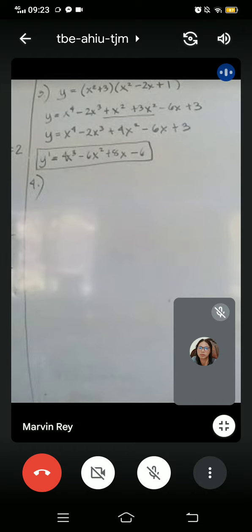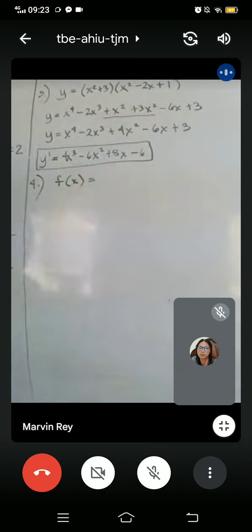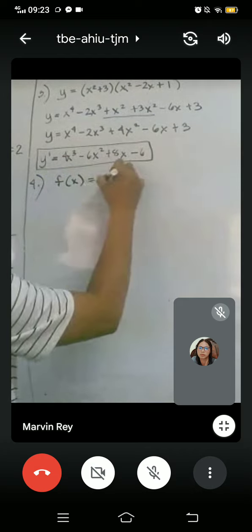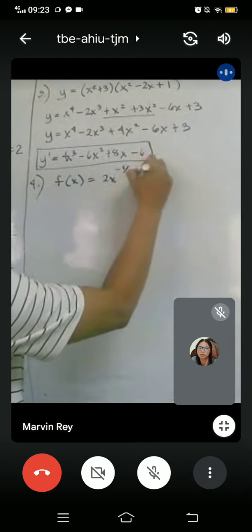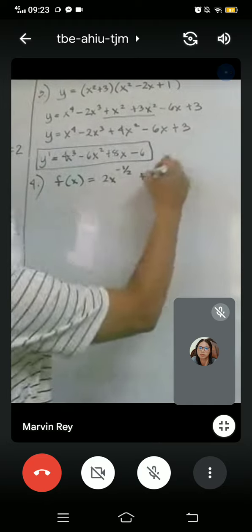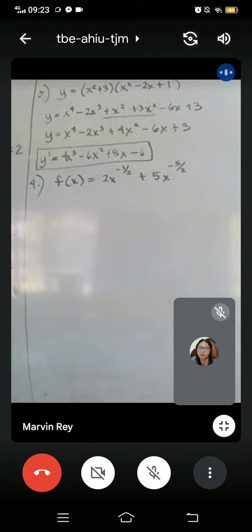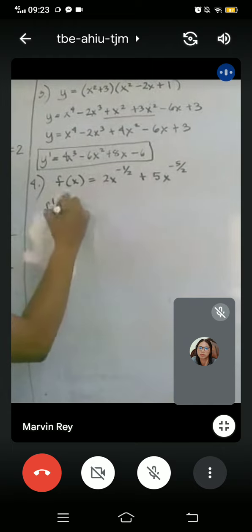So next, let's proceed with number 4. Question, wala ra? Wala ra. So f of x is just equal to 2x to the negative 1 half plus 5x to the negative 5 over 2. So kani, unlike sa number 2, mas complicated sa number 2 kay mo pang i-arrange. Kani is ready na. Diretso na ka mo differentiate. So you just have to differentiate na diretso f prime of x.